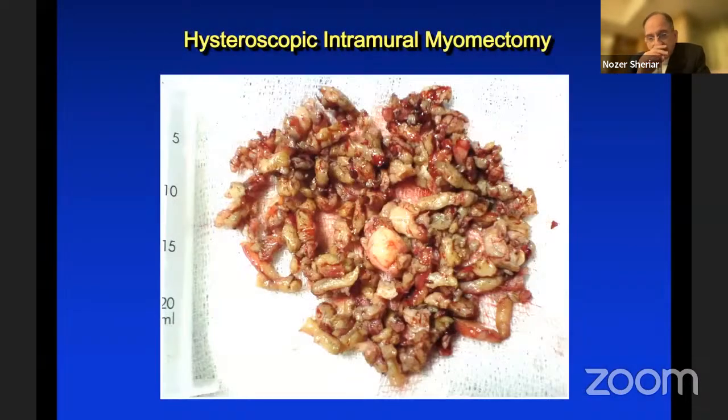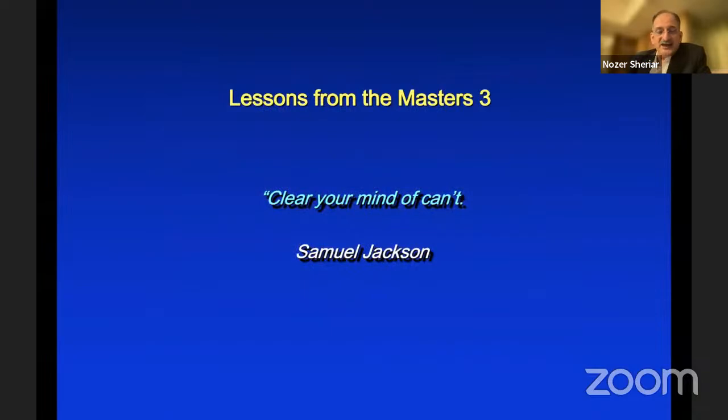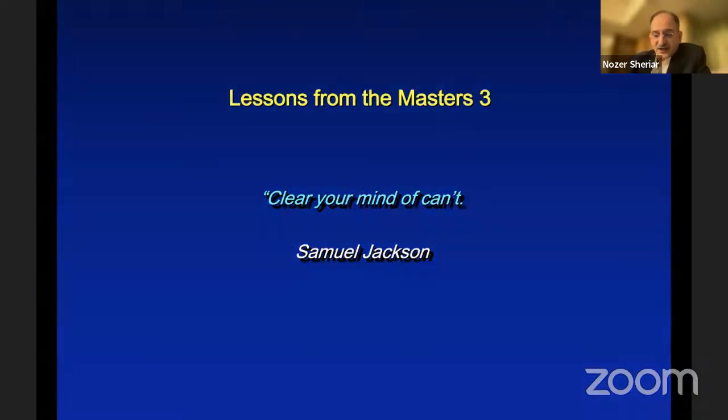There's the whole cavity. That was the tissue we removed. This myoma was probably in the range of almost 6 to 7 centimeters, single sitting. I've just put a 20 cc syringe next to it for perspective. And finally, you clear your mind of Kant.